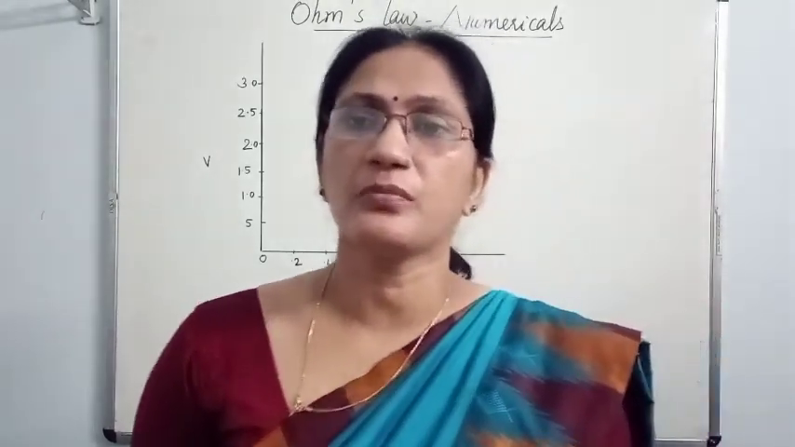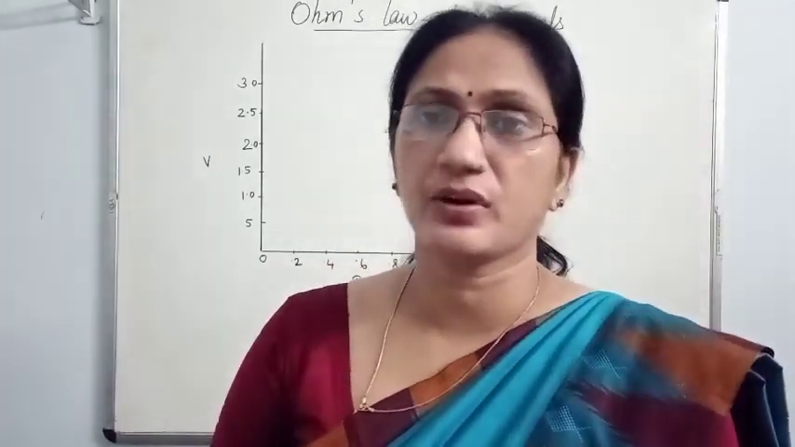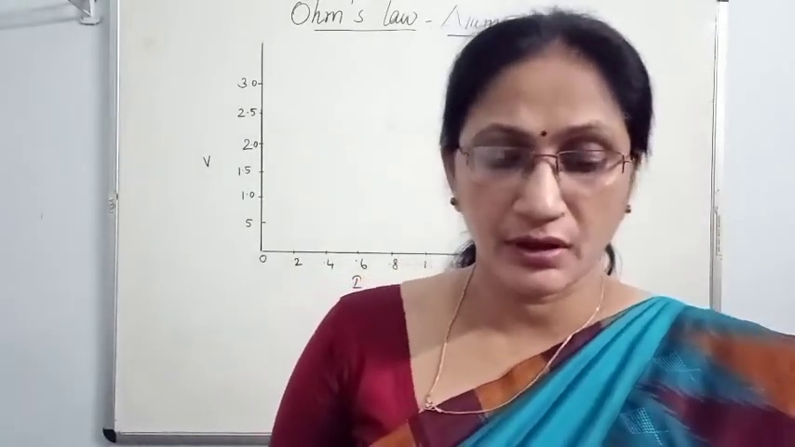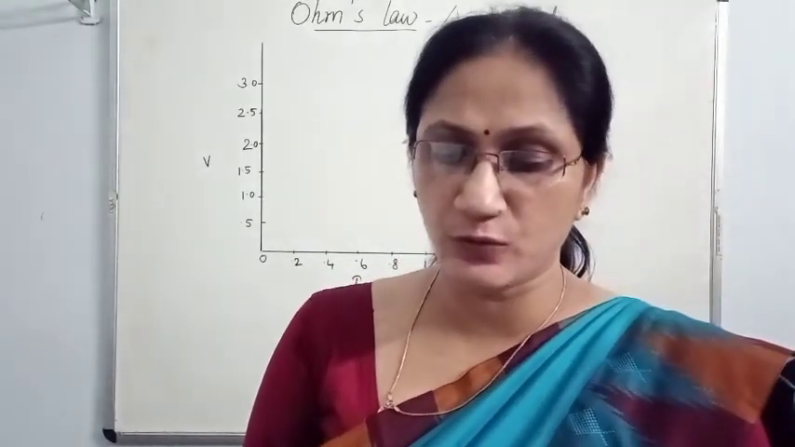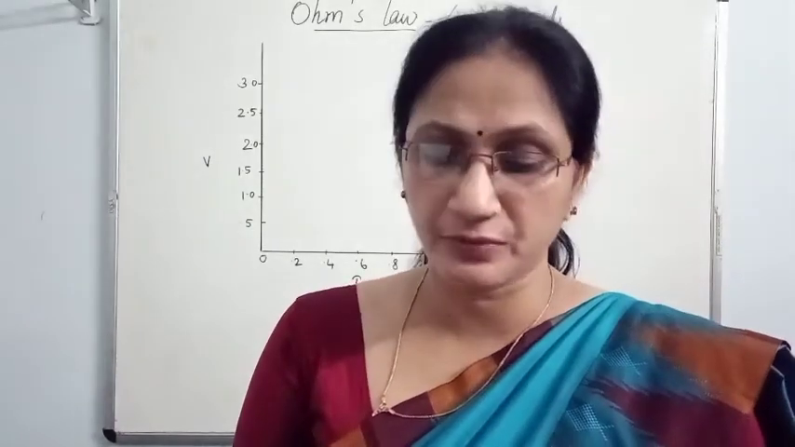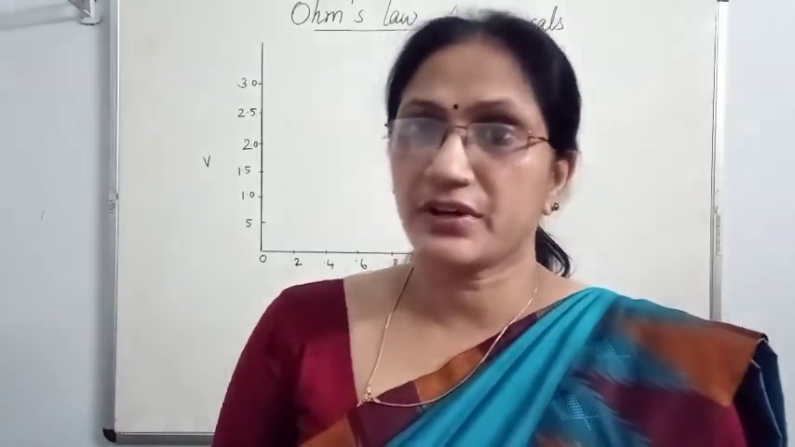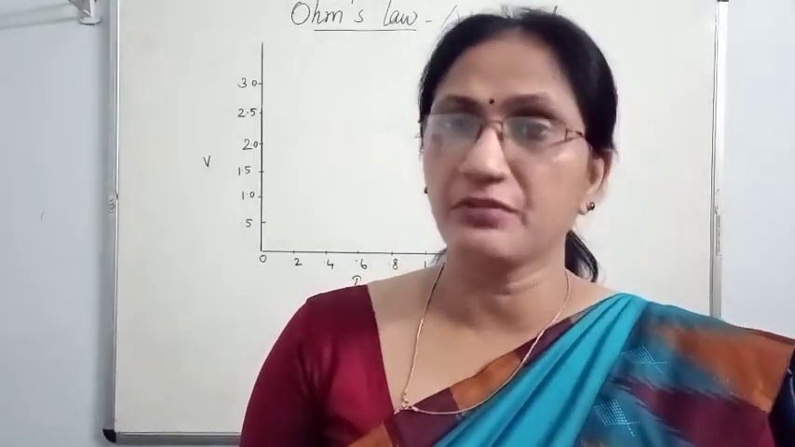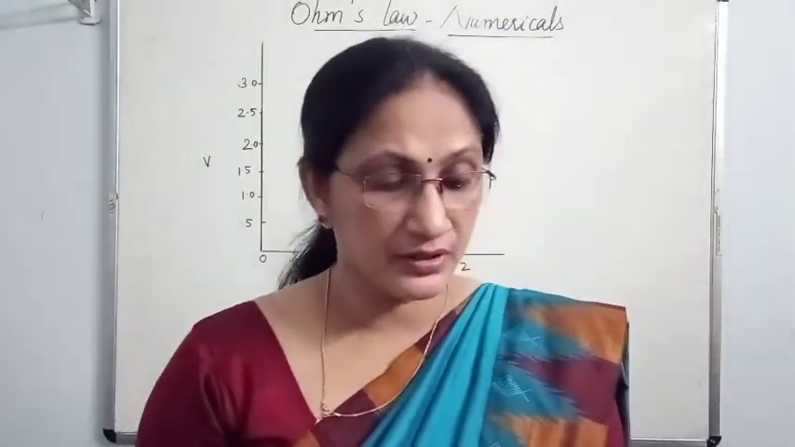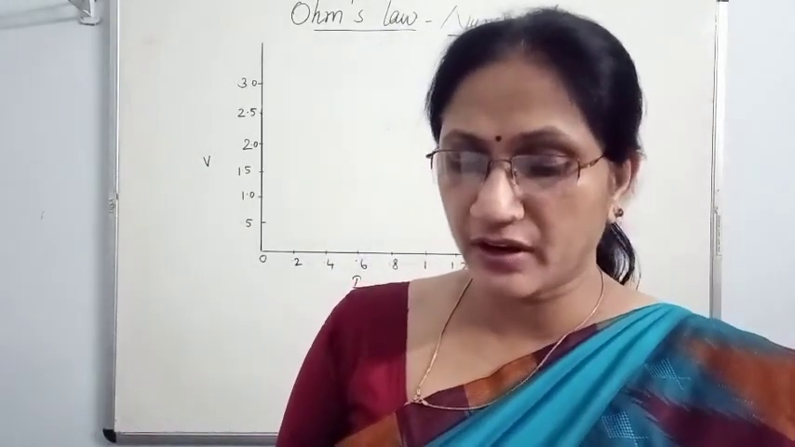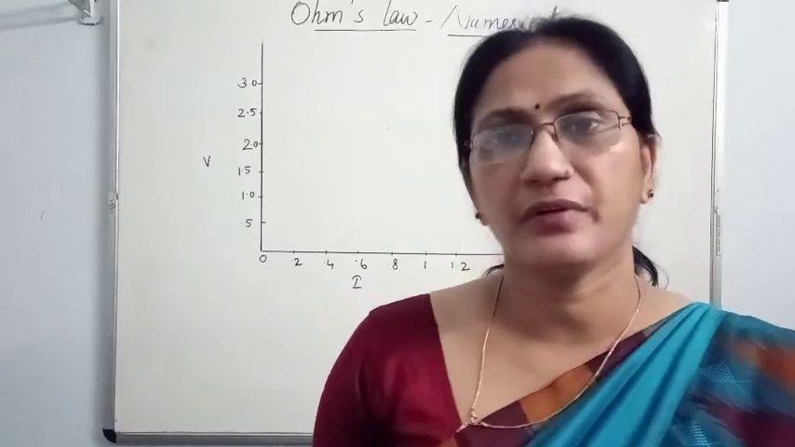Now listen to one more numerical from page number 172, question number 10. In an experiment of verification of Ohm's law, the values of V and I are recorded in the observation table. In the given table, V values and I values are given. And draw a VI graph and use this graph to find out certain values.